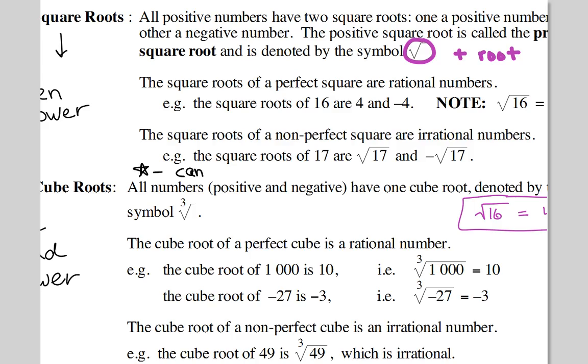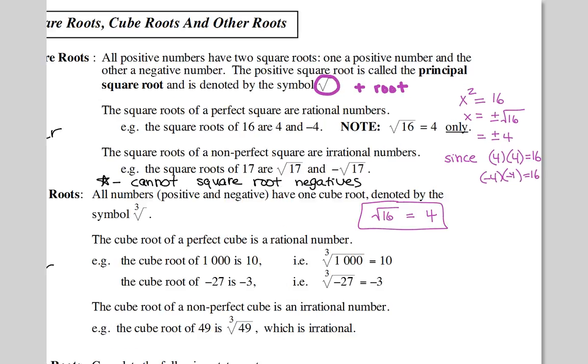You cannot square root negatives, and the reason for that is obvious, right? How could the answer be negative? Because a negative times a negative is always positive, so you cannot square root negatives.